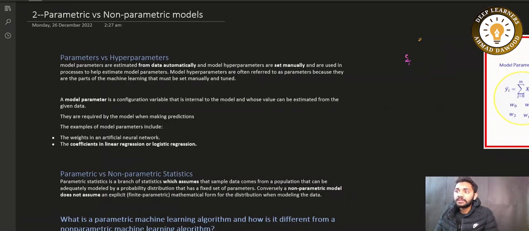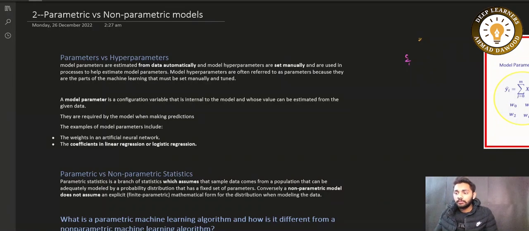So parameters are the values of the model that the model learns during the training process, and we can use those values after the training for the sake of prediction. And hyperparameter values are the ones that we have to specify before we start to build the model.